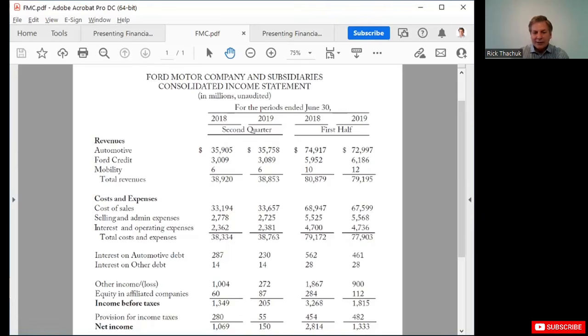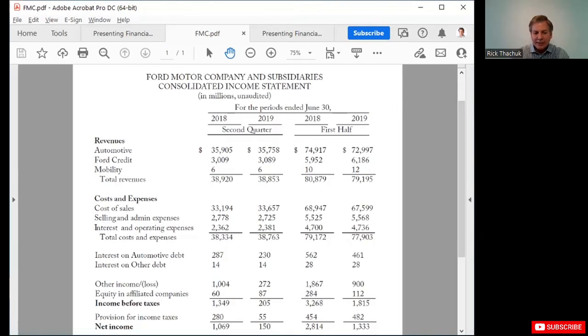Presenting values in the second quarter of 2018, the same thing, except we'll say 2018 instead of 2019. So for example, Ford credit revenues, if I want to present that for 2018, it would be Ford credit revenues at Ford Motor Company and subsidiaries were 3,009 million US dollars in the second quarter of 2018. Can you present interest on automotive debt for me, please? Interest on automotive debt is singular, so you should have said interest on automotive debt at Ford Motor Company and subsidiaries was 287 million US dollars in the second quarter of 2018.